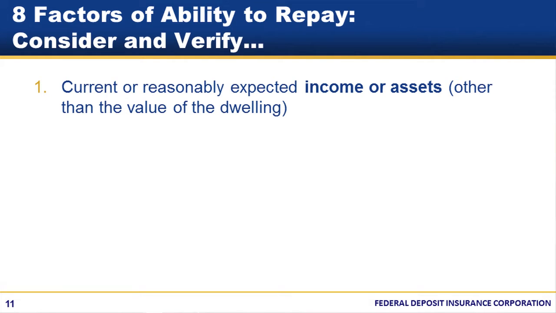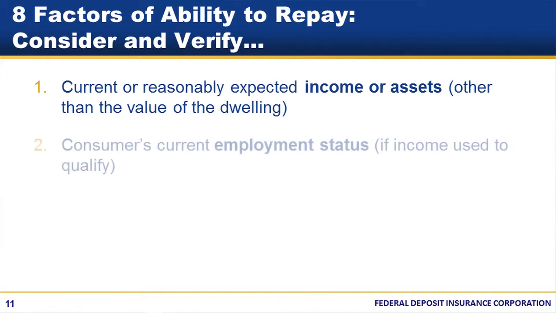The first factor is the borrower's current or reasonably expected income or assets other than the value of the dwelling securing the loan. We know there's been some uncertainty about whether you can qualify a loan based on assets and not on income. The answer is yes, you can, as long as you do so based on assets other than the property securing the loan. Of course, those assets must be verified as well.